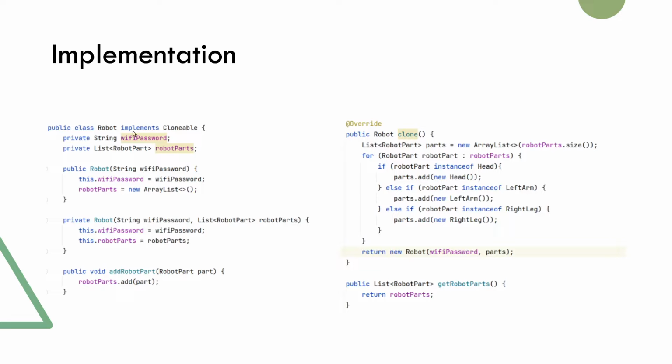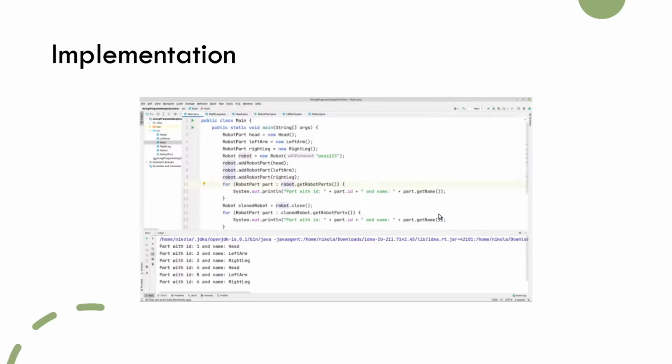Robot is a prototype class as it contains the clone method that will create a new list of robot parts, and for each part in the existing list, create a deep copy and add it to the new list. As for the Wi-Fi password field, we just pass the same reference as string is immutable, making it a shallow copy.